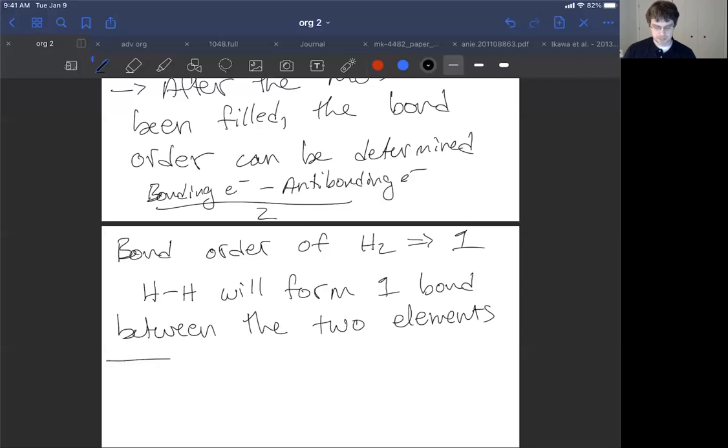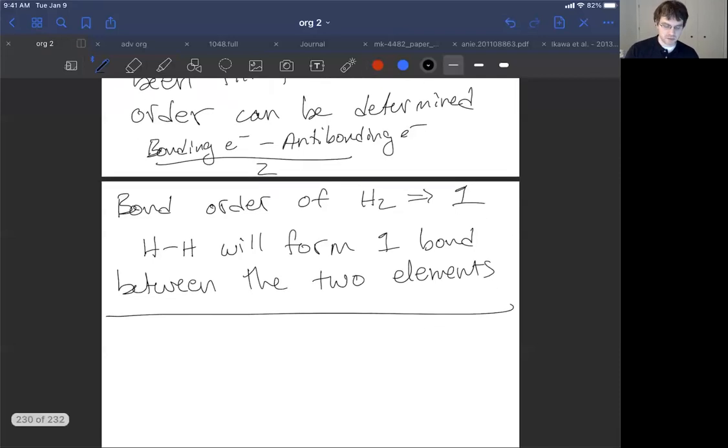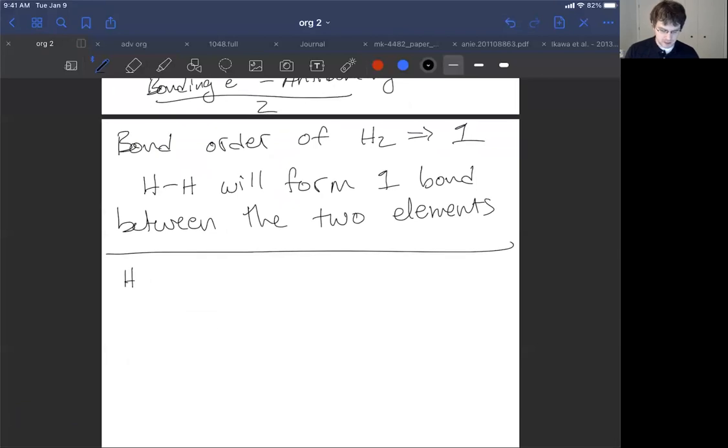Okay, and you're like, I already knew that. What am I doing that's new? Well, let's look at another example. Let's look at the He2 molecule.